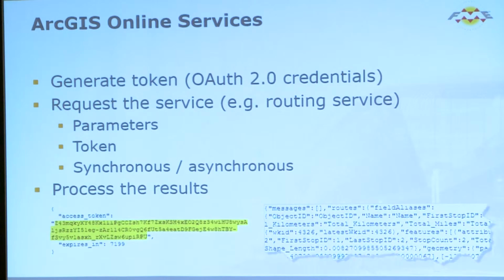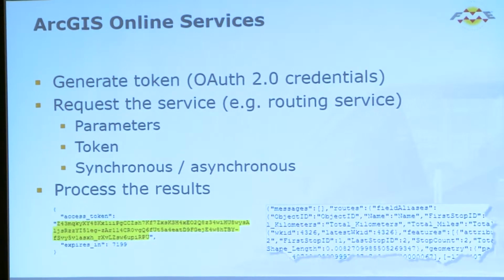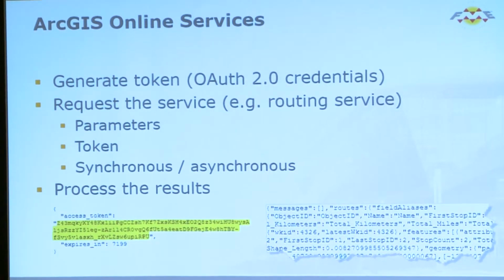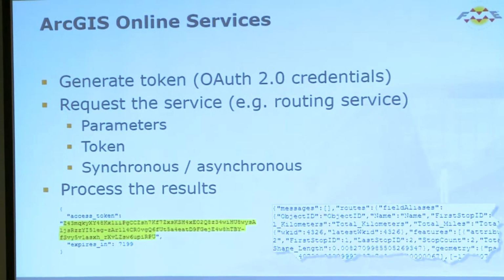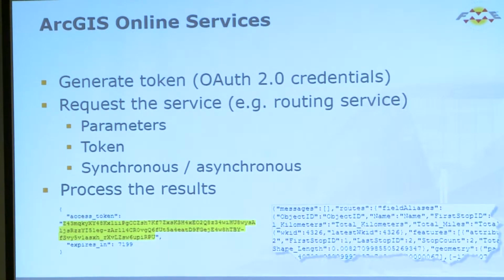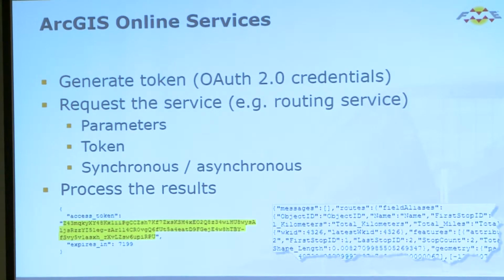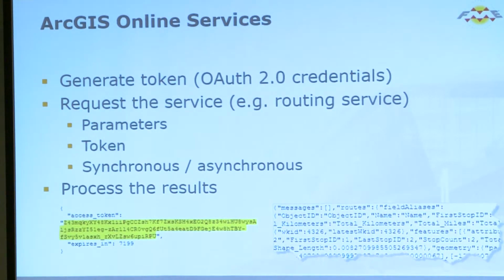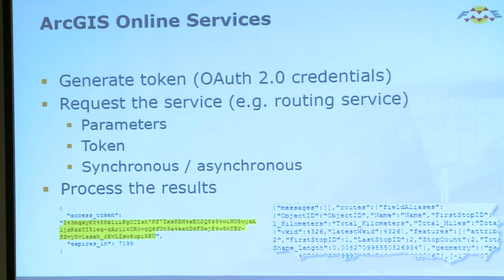If you want to access one of these or all of these ArcGIS Online services, you have to authenticate first. You have to generate a token. Then you have to request your service, for example, the routing service, sending all the parameters, the token, and the way of your using the service. And then finally, you have to process the results. This is how it acts in general. So authenticate, request the service, and then process the results. 3 steps in general.